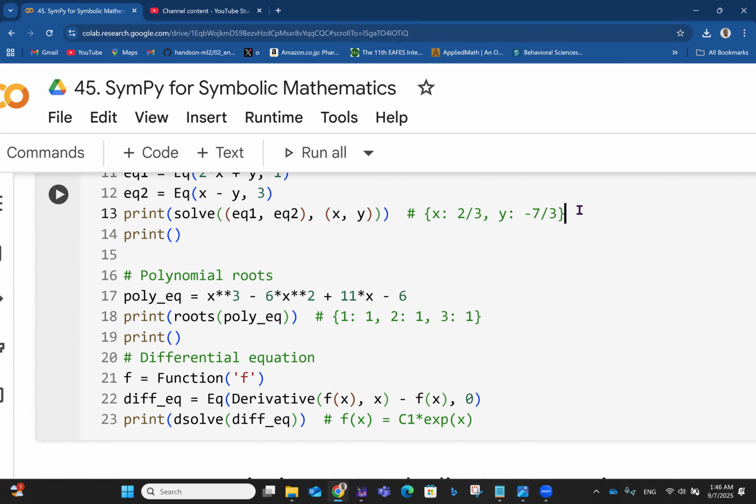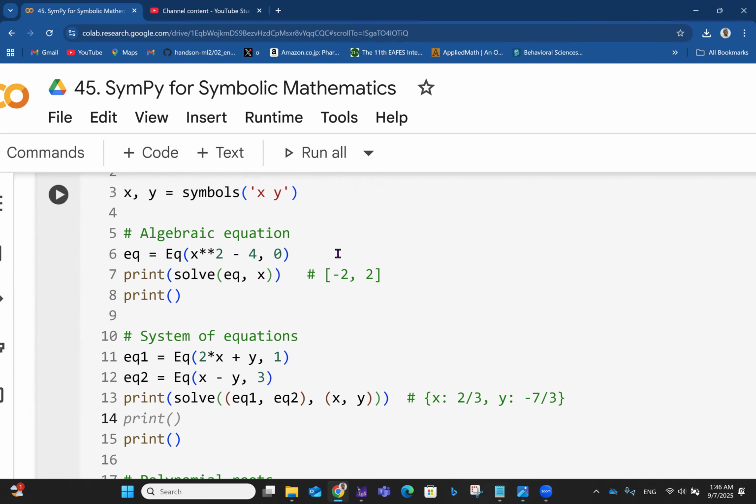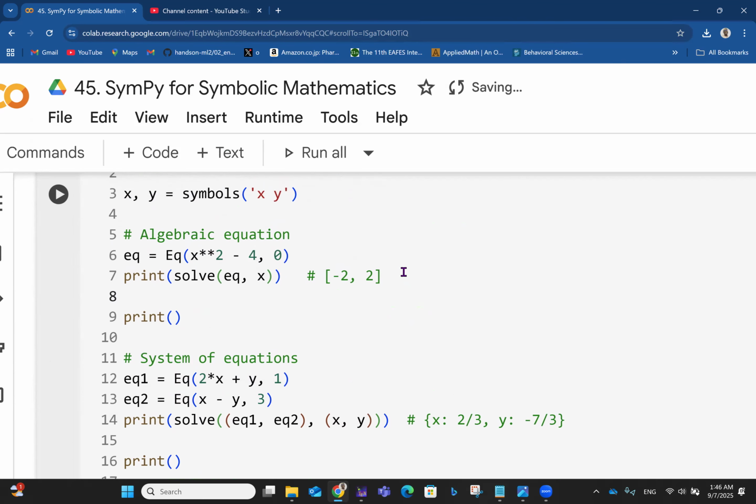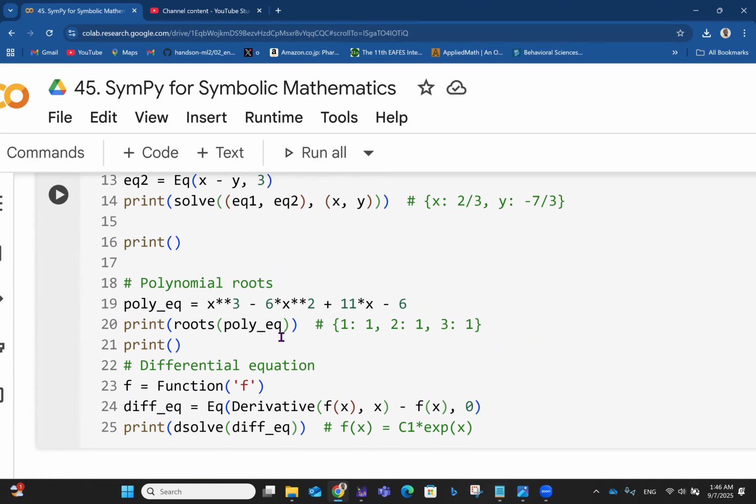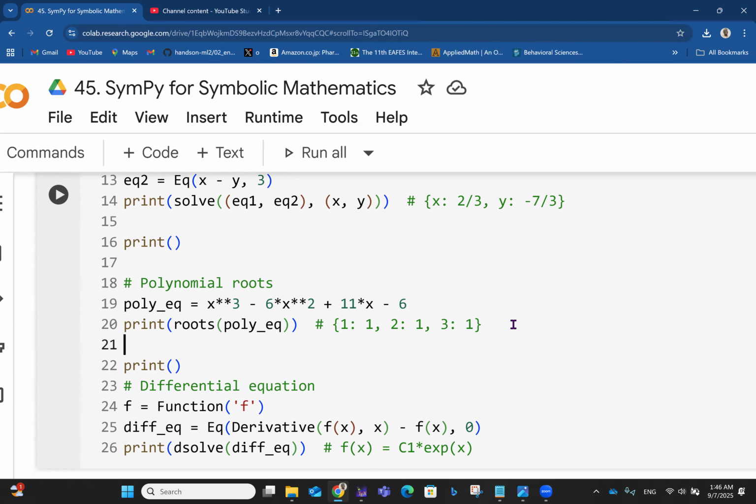To make this tidier, we can actually separate these things out to show. Don't forget, the blank print is just to create space between the results we are getting. So here now we can split this up.